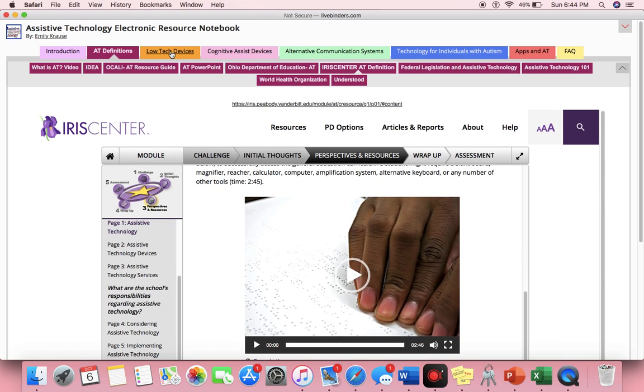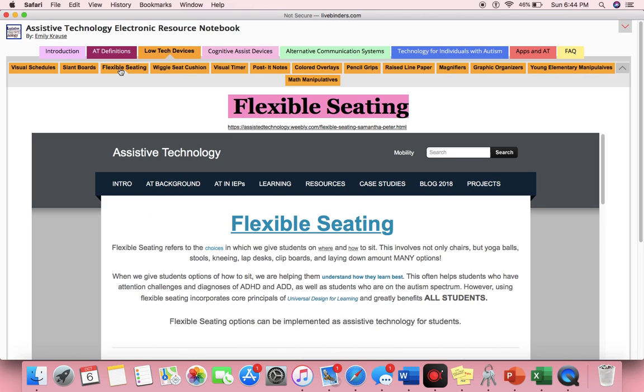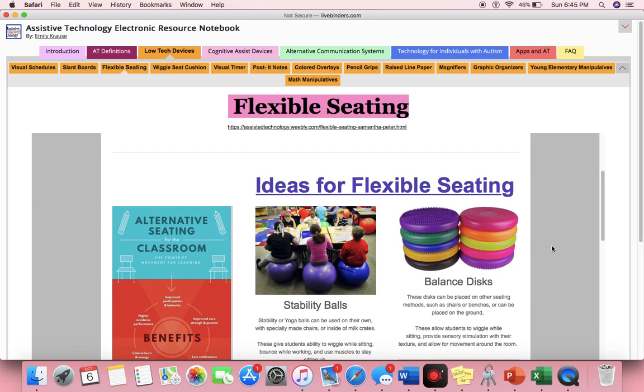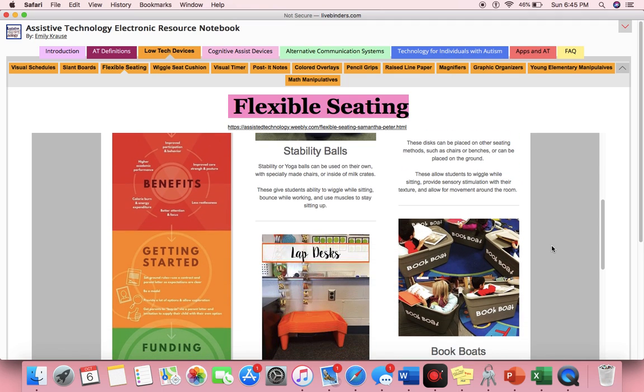We're going to dive into my first category, which is low-tech devices. I personally believe at my school and at the elementary age, we see more low-tech devices than anything. I kind of introduced it with the continuum and gave the definition and examples, and then I just gave a bunch of different low-tech devices. Flexible seating is huge. We have a current initiative in our district to provide flexible seating, but people forget it is a form of low-tech assistive technology. So I gave this website.